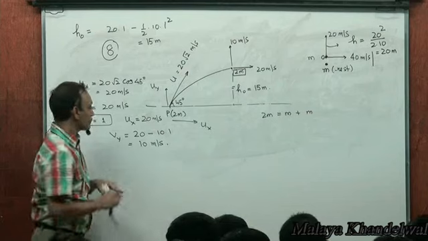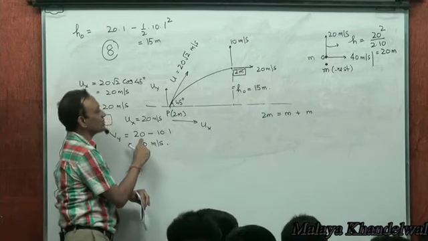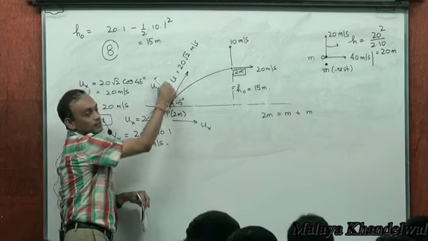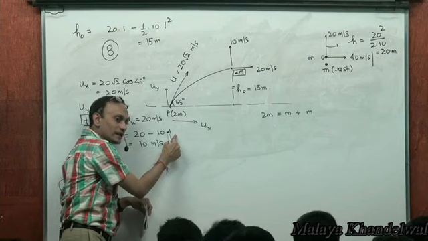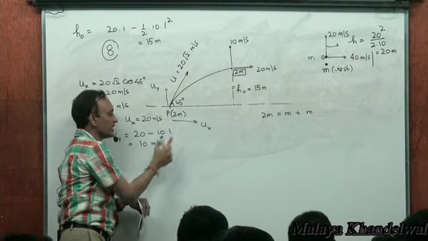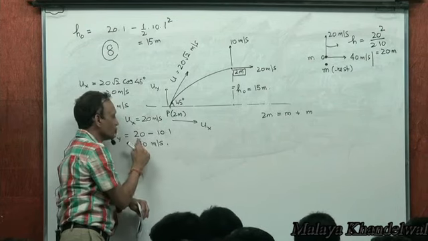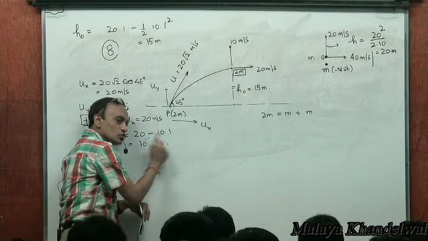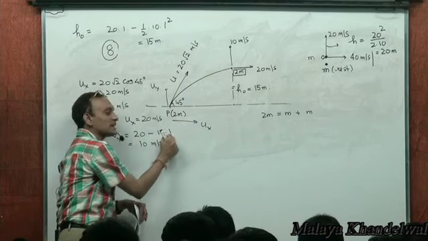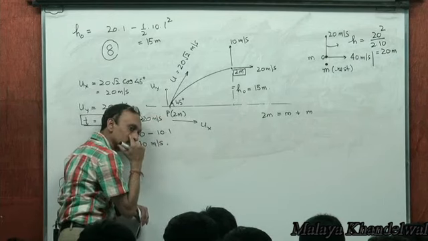Vy? v is u plus at in the y direction. Initial velocity in the y direction is 20 meters per second. Minus a is minus g into t. 1 second later, I'll apply v equal to u plus at in the y direction. u is 20, a is minus g, t is 1. So the velocity in the y direction 1 second later would be 10 meters per second for the mass 2m. Got me now?